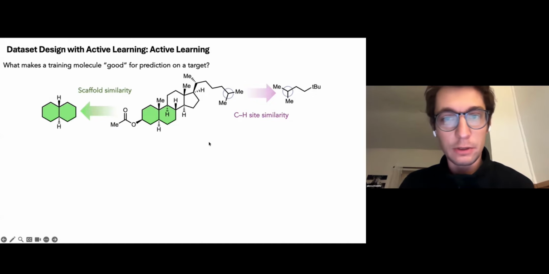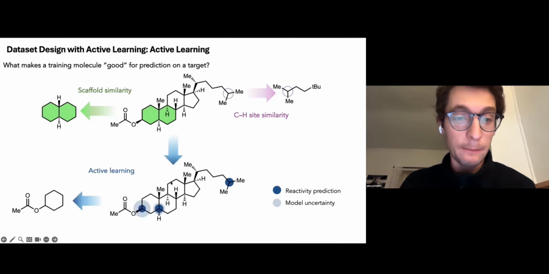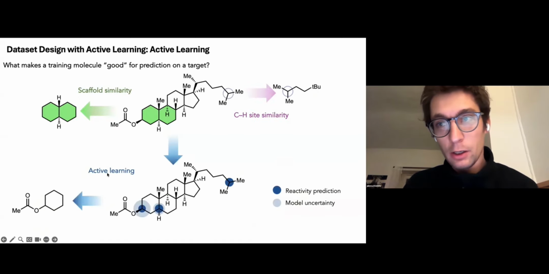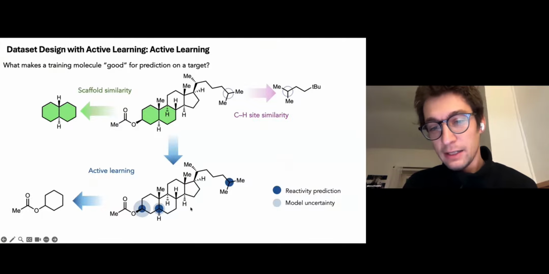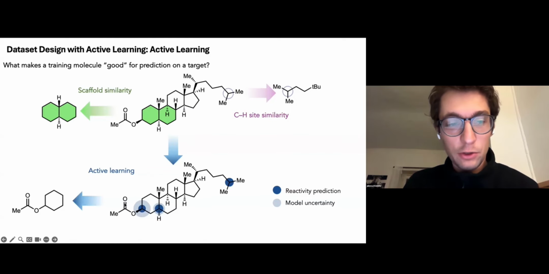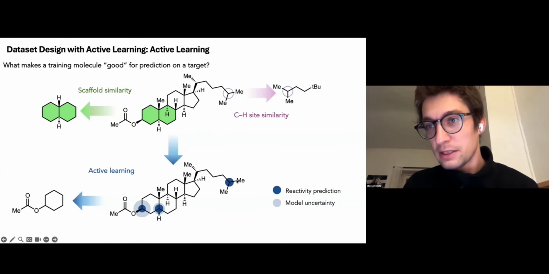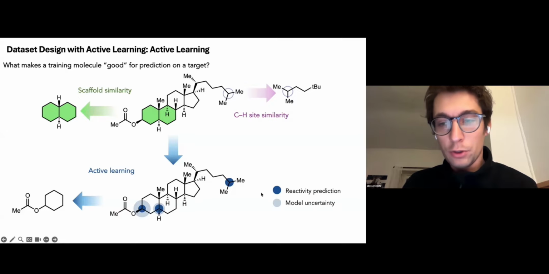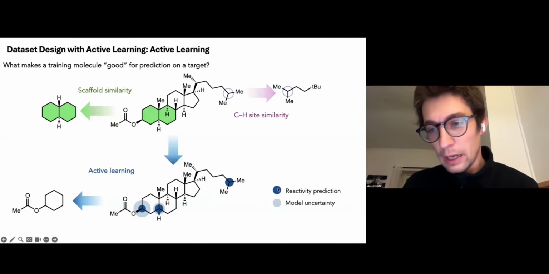So what we thought about doing is, instead of using those acquisition functions that do not depend on what we learn, we could implement active learning, where we use the information that is learned by the model at each step to select the new compound. So for this example, if you had a model that predicts both the reactivity of your CH site and uncertainty, then you could try to choose small molecules that are representative of the sites that have the larger product of reactivity and uncertainty.